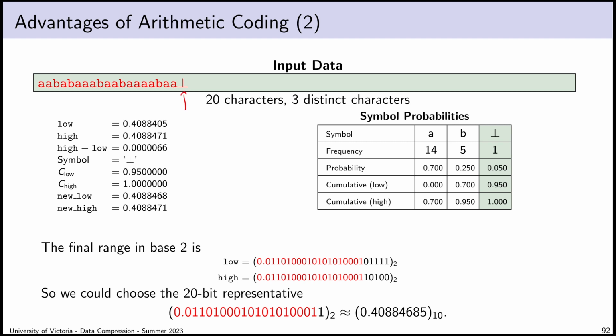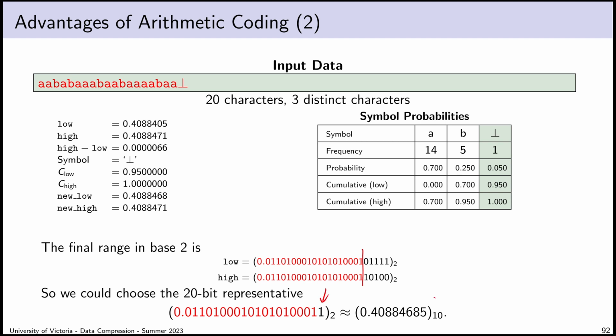After I'm done encoding the end of sequence marker, I have in base 2, low is this, high is this. So I could choose as my representative, again, I'll set this bit to a 1, and that gives me something that is between low and high and avoids having to send all of the extra bits of low. So I send this 20-bit representative here. Actually, I could do better than that. I could actually set this bit to a 1. Because if I set this bit to a 1, high is greater than that. So I could therefore choose only this 20-bit representative. So it's the common prefix of low and high plus 1 extra bit.